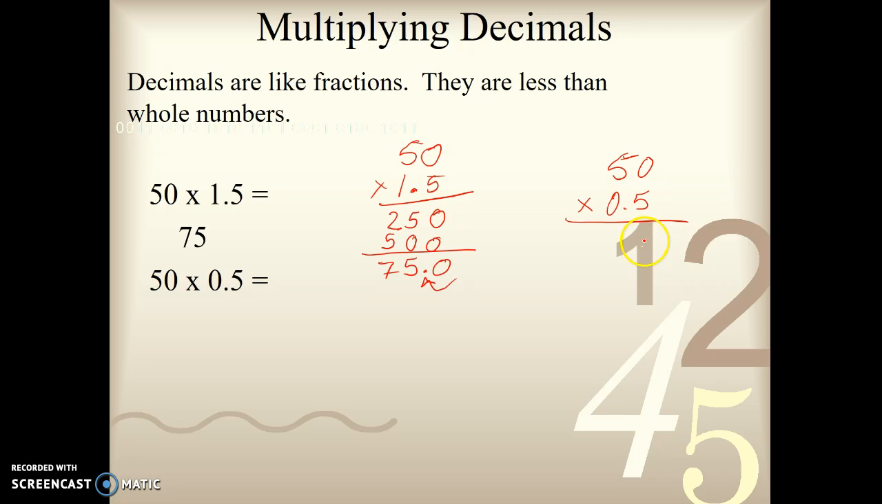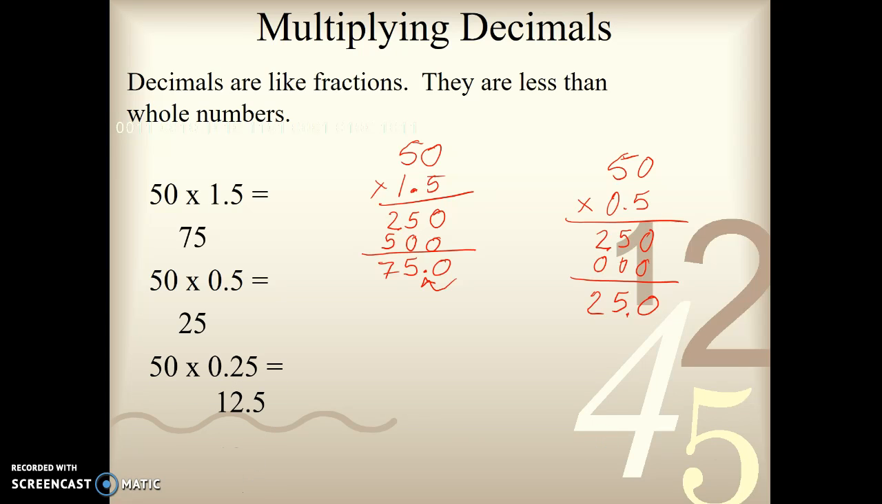Okay, 5 times 0 is 0. 5 times 5 is 25. And then we've got some 0, 0 times 0 is 0. 0 times 5 is 0. And then remember to count the decimal places in the factors. So I have 1, so I'm going to have 1 in my product. And my answer is 25.